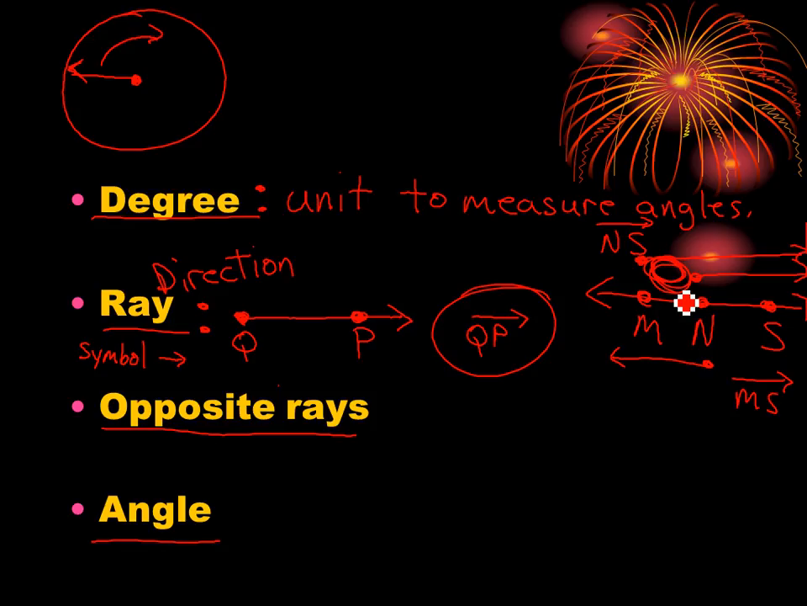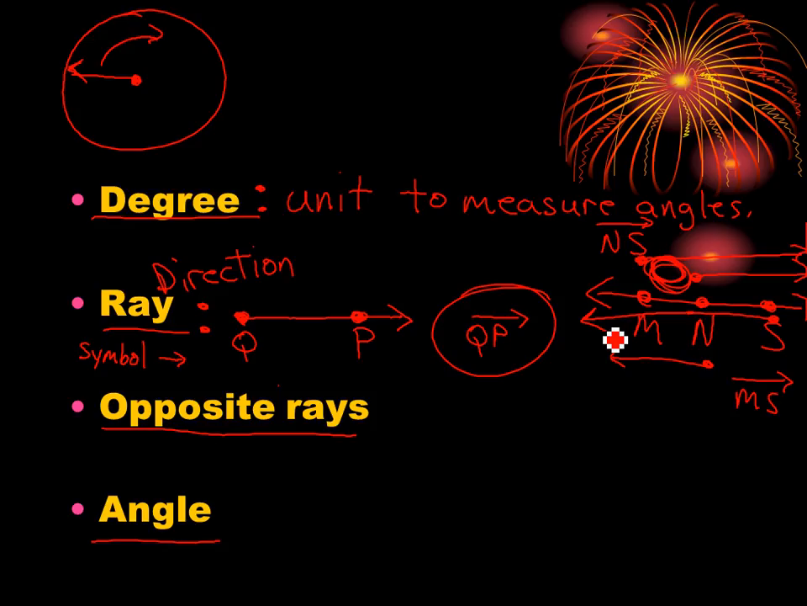Give me another ray on that picture. SN. Starts here, goes out this direction. Would SN include the point M? Yeah, it goes out through it. Now, when you name it, do you put that point in there? No, you don't have to.